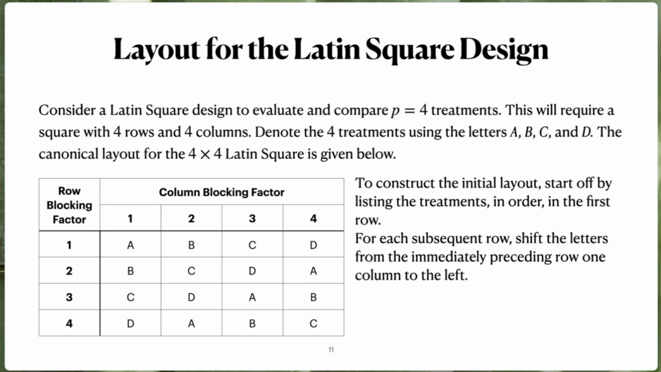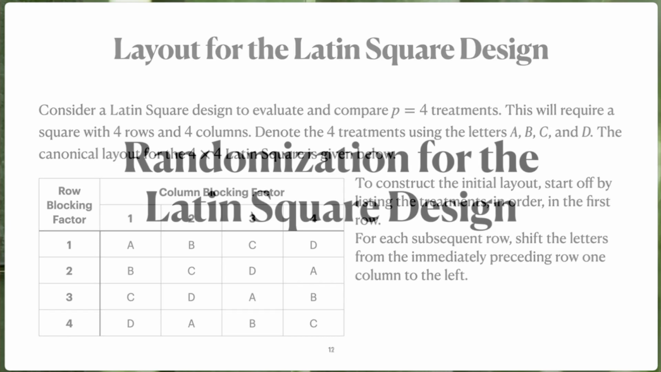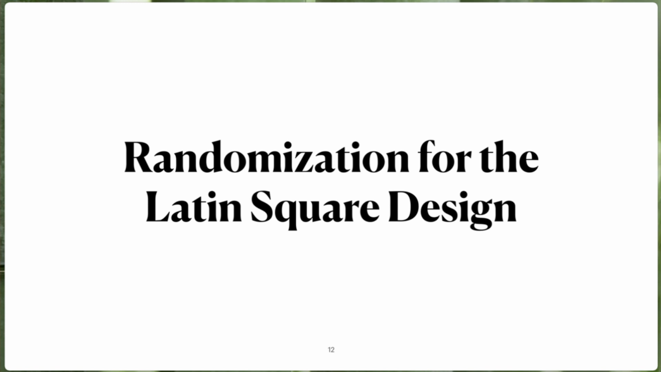And again, the A, B, C, and D represent the levels of the 4 treatments, whatever those 4 treatments might happen to be. Now let's look at the randomization for the Latin square design.